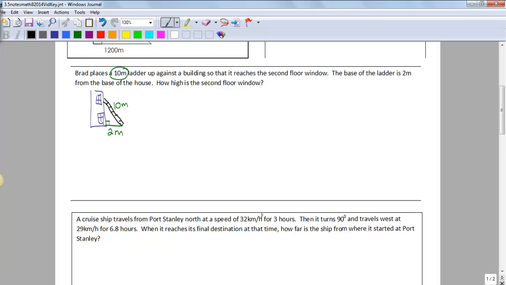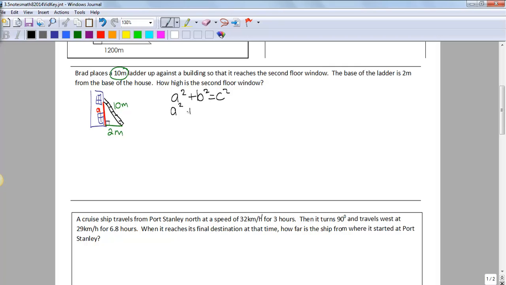I want to figure out how high the second floor is. In this case, how high the second floor is is the unknown leg of the triangle. I'm going to call it a in this example. Once you have the picture, everything else should be okay. a squared plus b squared equals c squared. It's a 90-degree triangle, so we can use this formula.